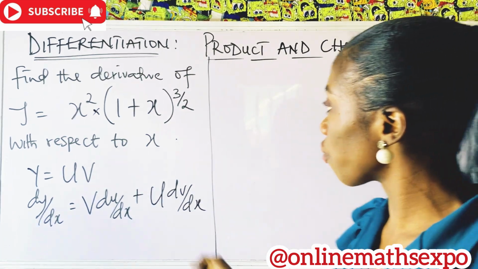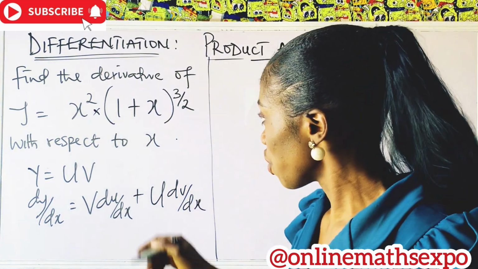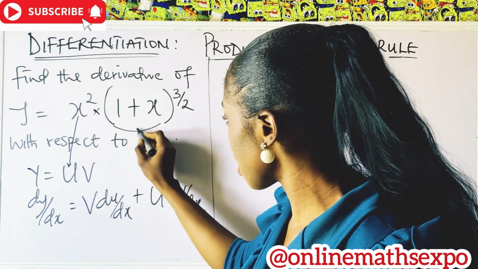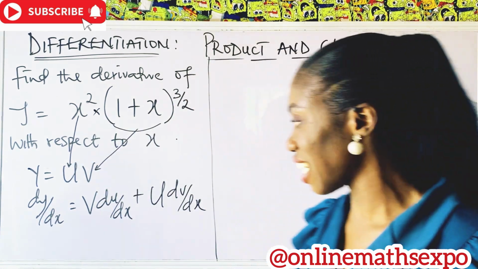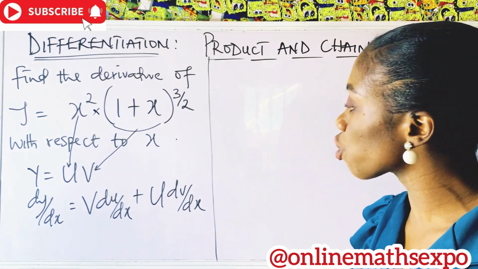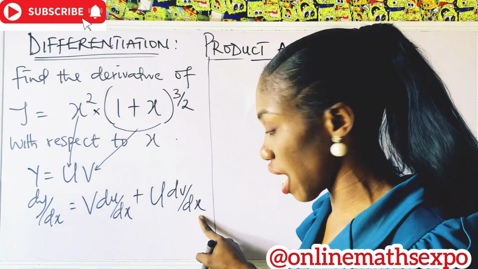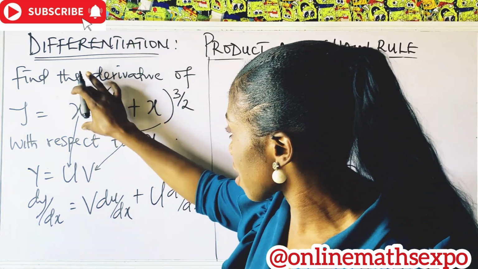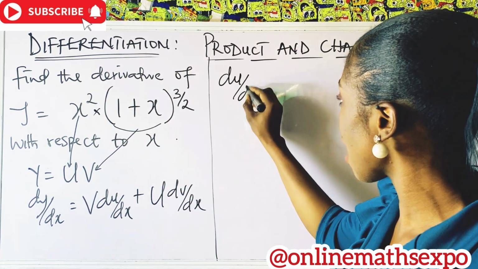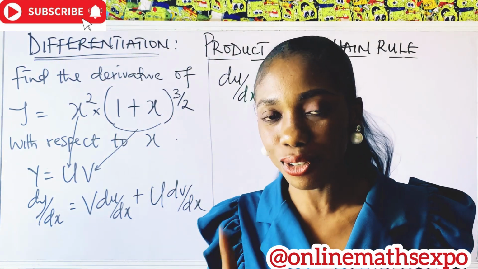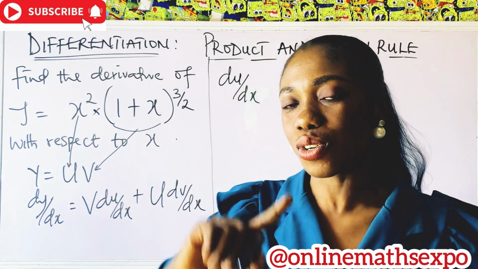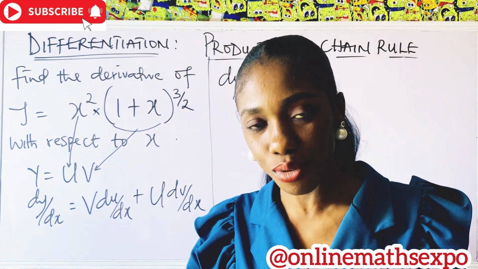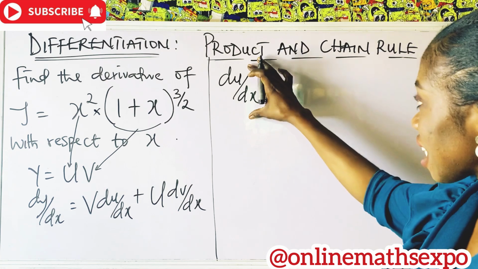Now, which one of these functions is our u? Your u is the first function, and your v is the second function. I hope that is clear. But before then, we need to get our du/dx and dv/dx. So let's get du/dx, and our u is this. If you are getting your du/dx, you cannot do without the power rule. The link also I will leave in the comments, because for all these rules, you always need the power rule. I hope you got that. So let's get du/dx.